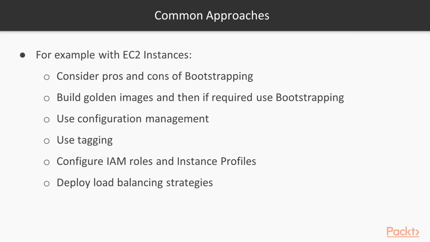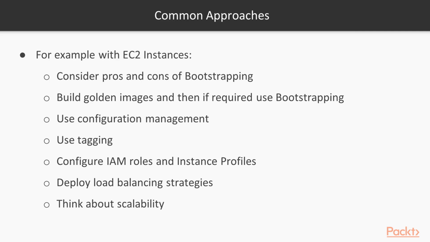Next, I want to take a look at deploying load balancing strategies. Now, we're going to cover this in a lot more detail in an upcoming video when we talk about elastic load balancers. But the whole idea is that you are always going to have a fleet of EC2 instances that is serving the same type of content or application. You need to be able to load balance your traffic to all of these instances that are supporting your application. And there are several strategies that you can employ in order to deploy your load balancing service. And we'll talk more about that in an upcoming video.